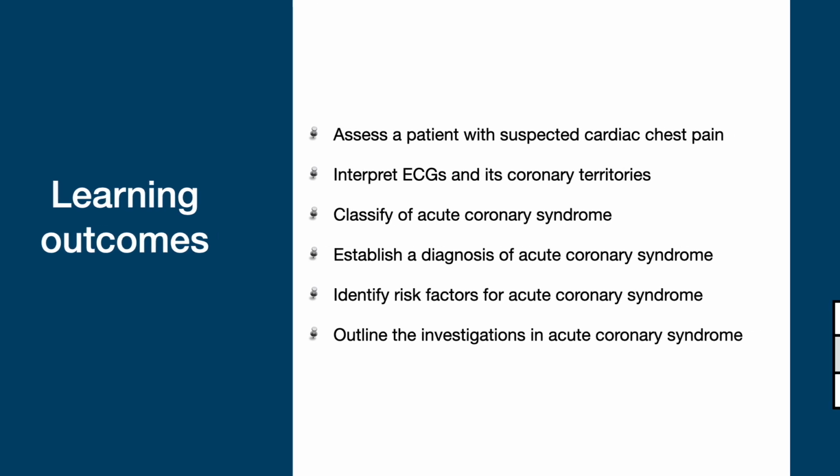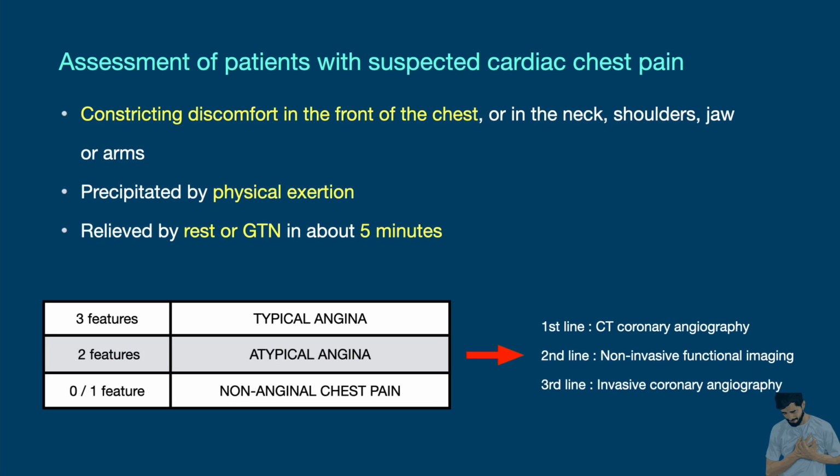Let's get started. Let's first look at how we begin the assessment of patients with suspected cardiac chest pain. NICE defines anginal pain as the following: it's constricting, and it's a discomfort in the front of the chest or in the neck, shoulders, jaw, or arms, precipitated by physical exertion and relieved by rest or GTN in about 5 minutes. Patients with all three features have typical angina.